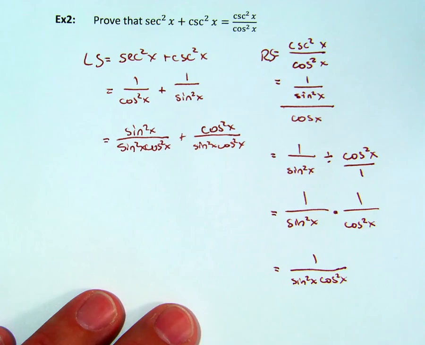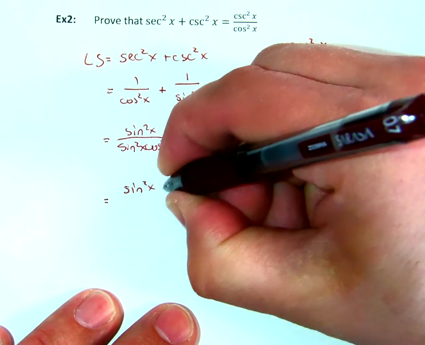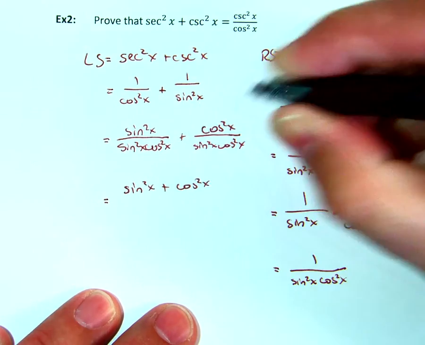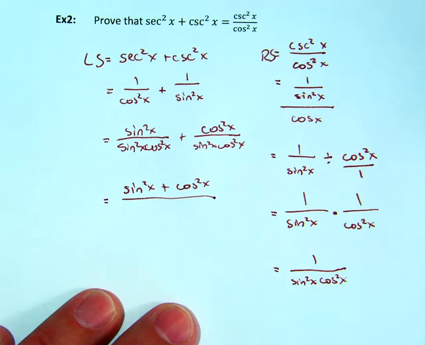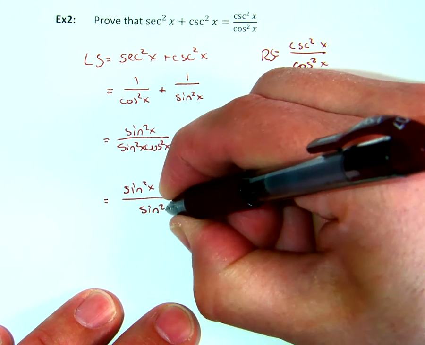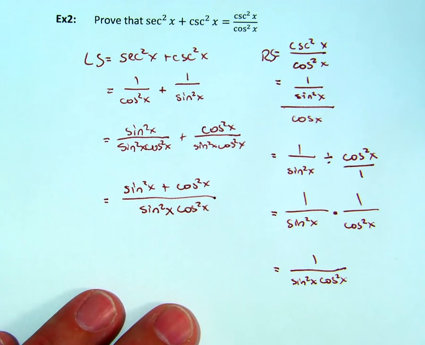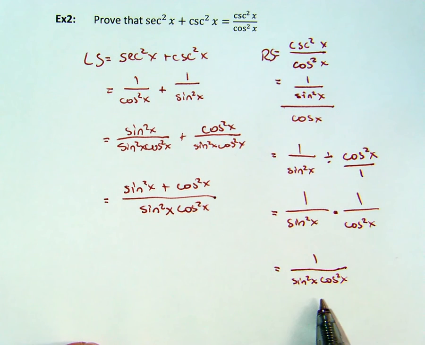Okay, and then it's just adding fractions. So you add the tops. So sine squared x plus cos squared x all over, I don't add the denominators, they're just the same. I'm just counting how many of those I have. So sine squared x, cos squared x. Now it's similar to the right side, but I'm not done yet. I've got one more step.